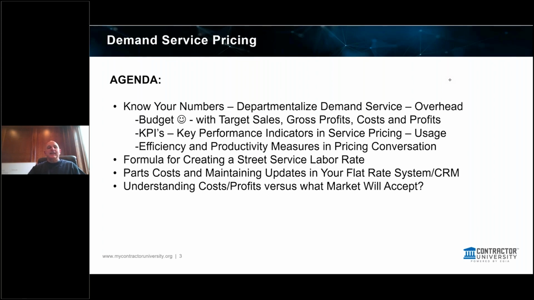So as we see shortages with commodities and things along those lines, the marketplace will accept a higher price point. I'm not in any way, shape, or form saying to you, you should raise your prices to gouge a customer. That's exactly the opposite of what I'm saying.